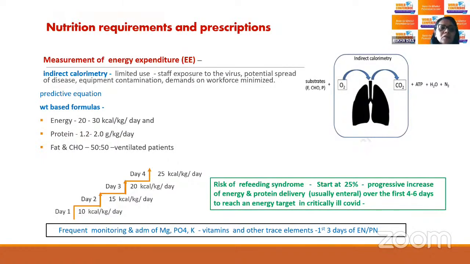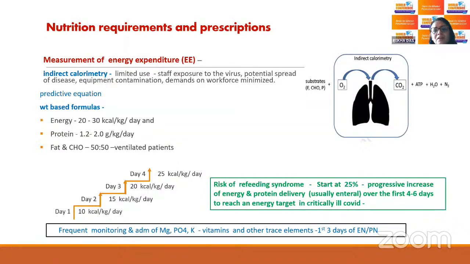So you need to depend on the predictive equation, but the most commonly practiced in ICU is the weight-based formula. The energy delivery should be 20 to 30 kilocalorie per kg per day, and the protein delivery should be 1.2 to 2 gram per kg per day. And the ratio of calorie delivered by fat and carbohydrate should be 50:50 in ventilated patients, but otherwise it is 30:70. So when you start a feed, you start at a low percentage, at 25% of the actual desired goal to prevent risk of refeeding syndrome.